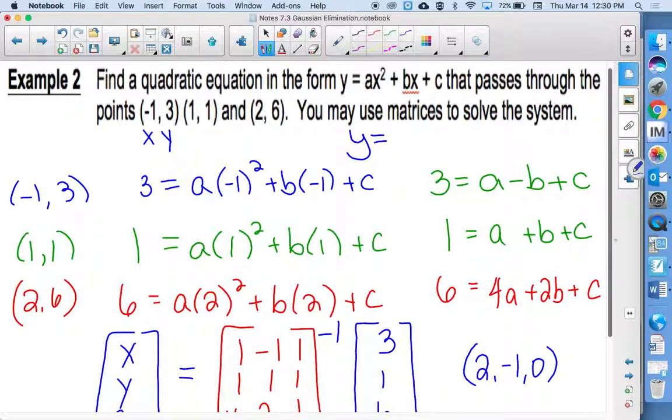So make sure that you're answering the question because we're not finding an intersection point. I mean, yes, that is the intersection point, but we're finding the values that are the coefficients for our equation. So A is 2, B is negative 1, C is 0, so the equation would be 2x squared minus x. So just make sure that you're answering what the question is asking you.